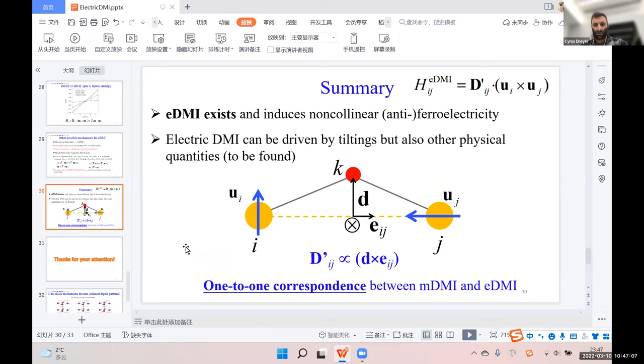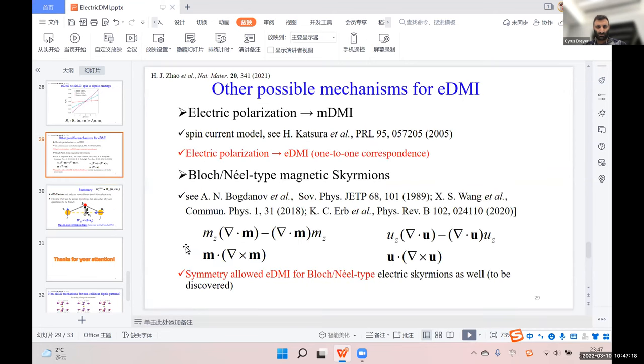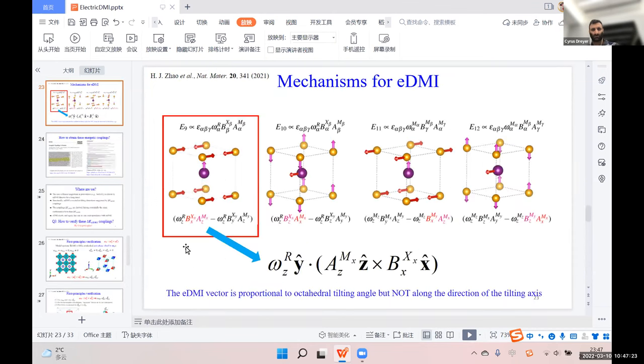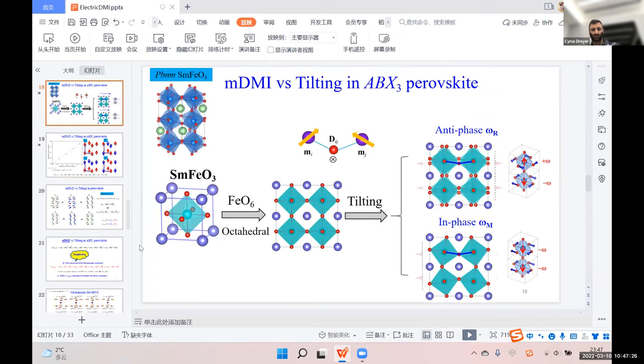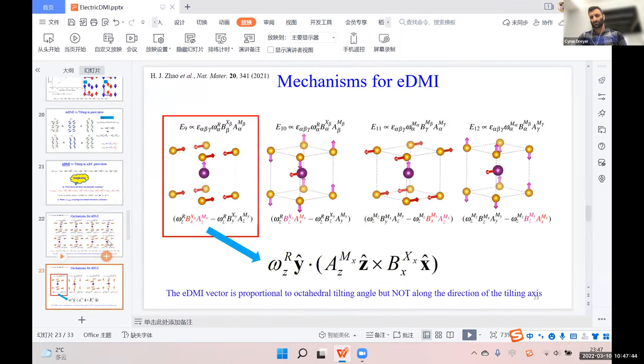Great, great. We have a lot of questions from the audience. The first one is really related to the magnetic DMI, so I'm going to skip that for now, and maybe we'll come back to it later. But let me concentrate on questions related to the electric DMI. Someone asked anonymously, does the canting of the dipoles only happen in the direction of the rotation axis of the oxygen octahedra, or can it be in a different direction?